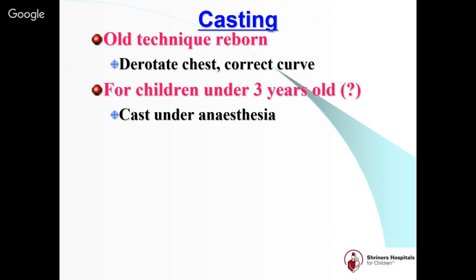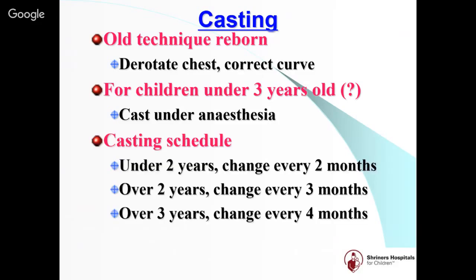But then the idea was, well, maybe we can use this on the very young kids to help correct their curves. So initially, when I started doing this, it was only appropriate for kids under 3 years of age. But gradually over time, we've been increasing that age range, casting them into later ages when it's helpful for us. It's something that's done under anesthesia. And the usual schedule is, if you have a child under 2 years of age, we'll change the cast every 2 months. Between 2 and 3 years of age, we change it every 3 months. And over 3 years of age, we'll change the cast every 4 months.